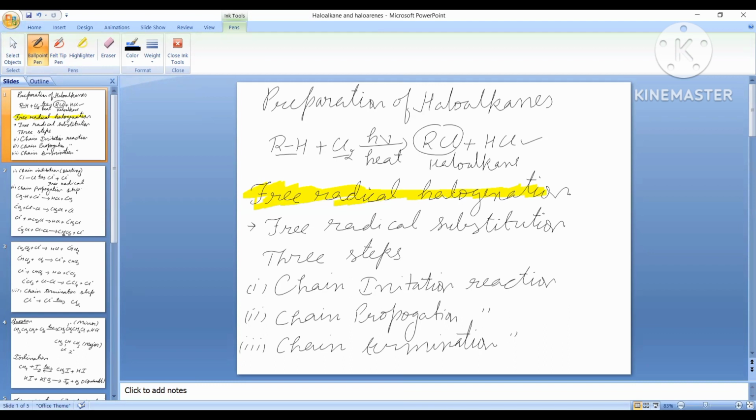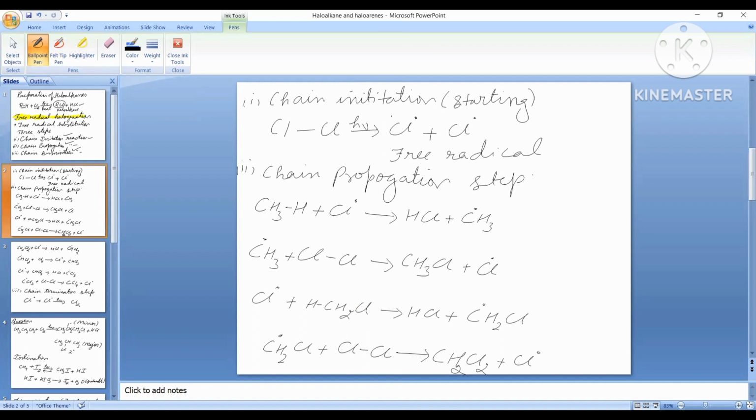Radical substitution. In halogenation, addition of halogen is there, so chlorine will be added. It has 3 steps. First is the chain initiation step, second is chain propagation, and third is chain termination. It is the starting step, the intermediate step, and the end step. Starting with chain initiation, there are 2 chlorine molecules, and in the presence of sunlight, this bond will be broken and 2 free radicals are formed.